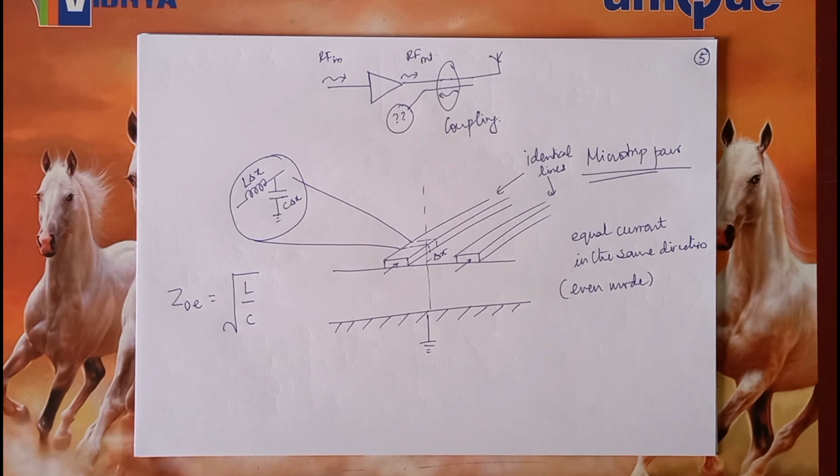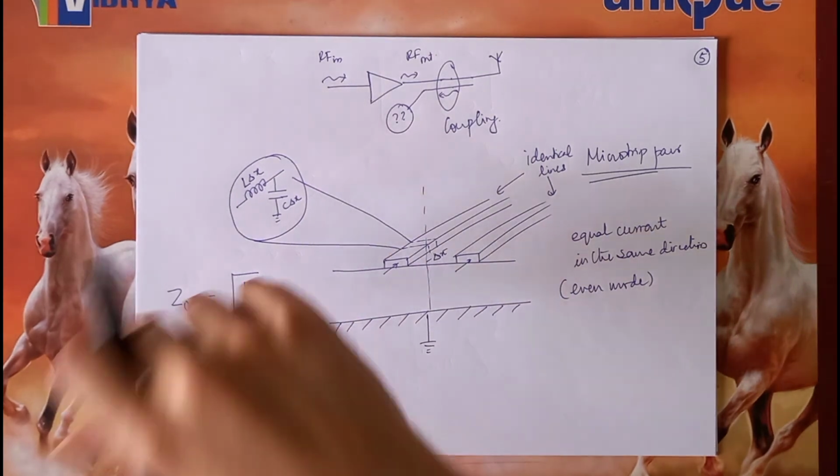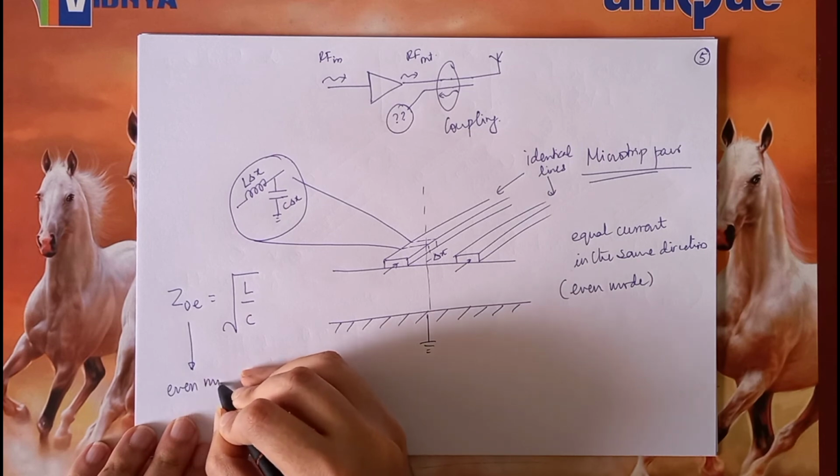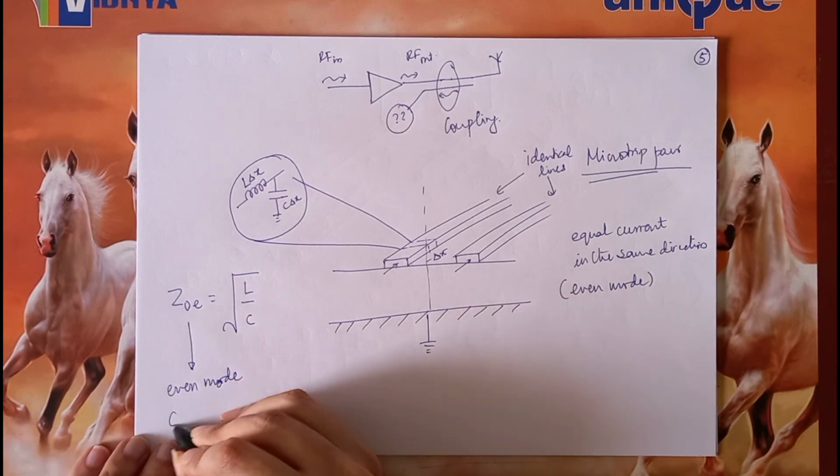L by C. So therefore, this quantity is called the even mode characteristic impedance.